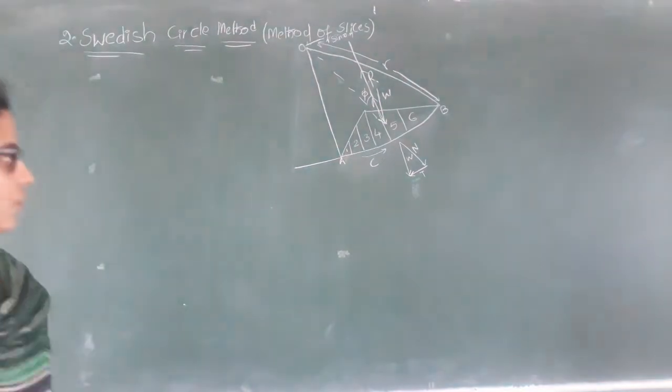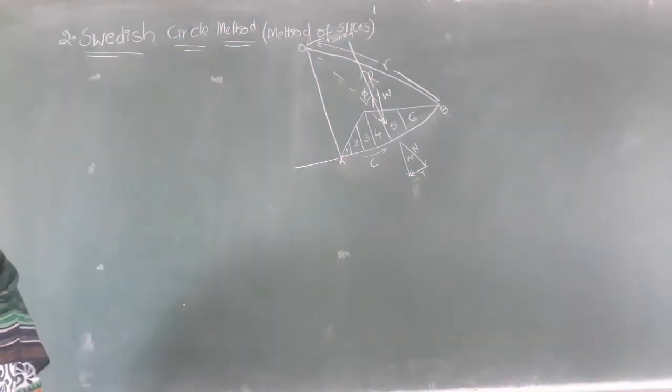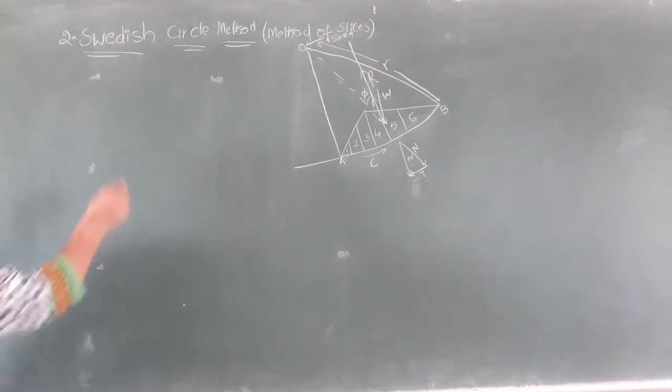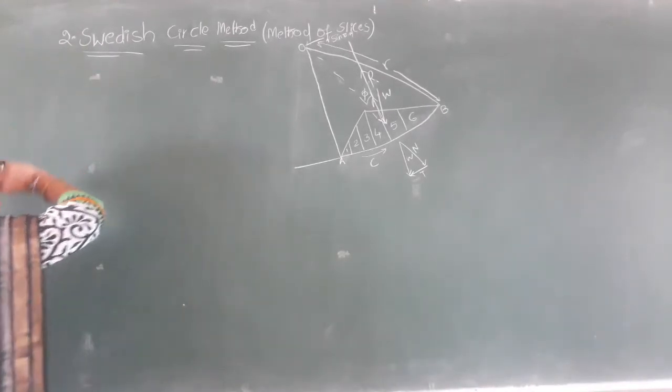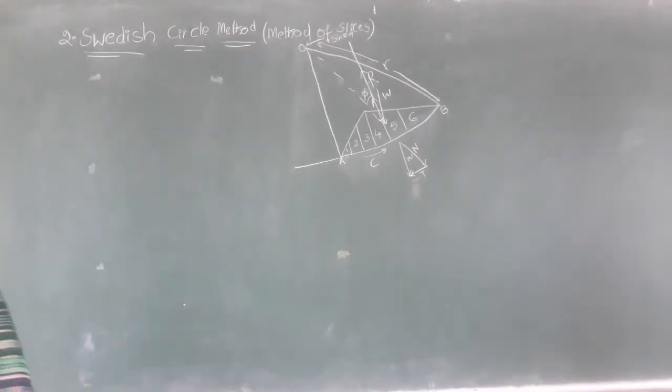Students, now we will discuss the second method, the Swedish circle method. This method is used to define factor of safety for infinite slopes. Sorry, for finite slopes.